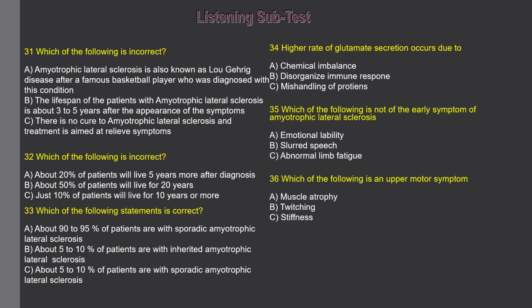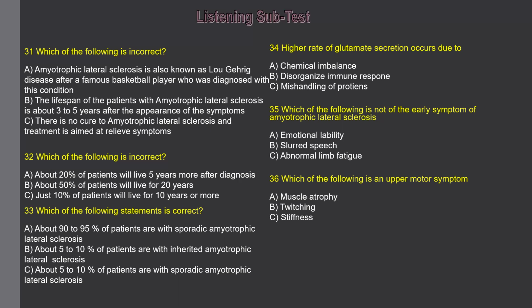Disorganized immune response is also a cause for amyotrophic lateral sclerosis. The immune system may attack some of the cells of the body, possibly killing nerve cells. Chemical imbalance is another cause for amyotrophic lateral sclerosis, where the patients often have higher levels of glutamate secretion, a chemical messenger in the brain near the motor neurons. Higher levels of glutamate are known to be toxic to nerve cells. Mishandling of proteins can also cause amyotrophic lateral sclerosis, when body proteins are not processed appropriately by the nerve cells. Hence, abnormal proteins potentially accumulate and cause nerve cells to die.